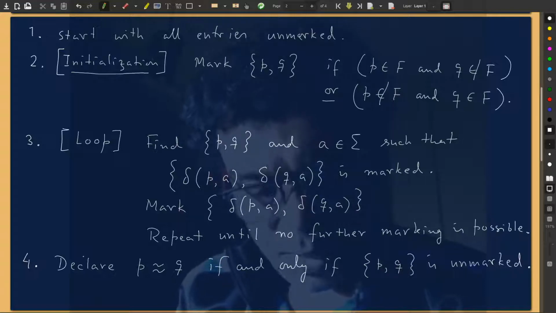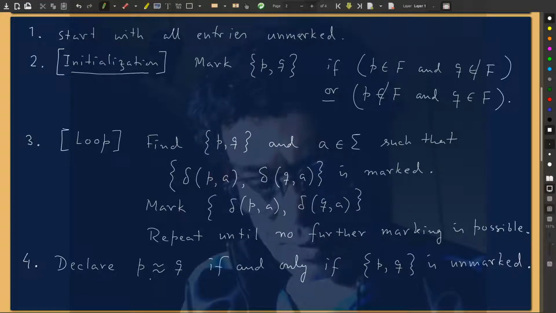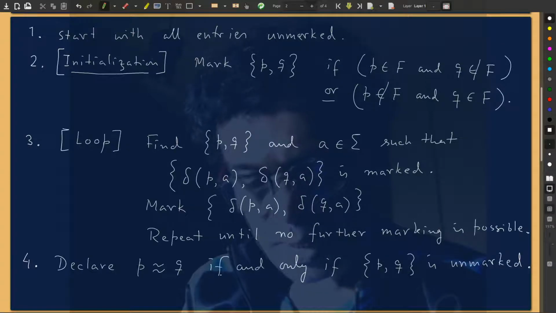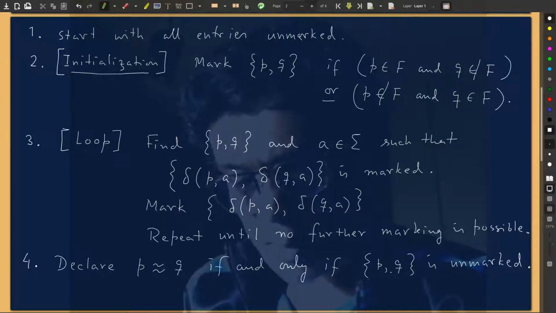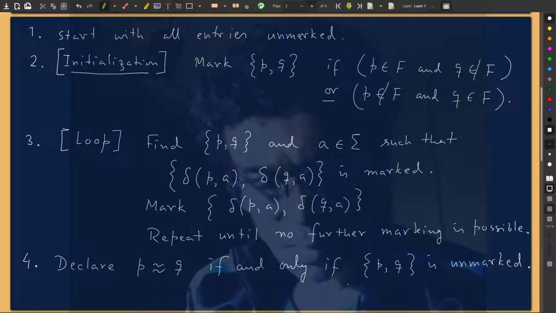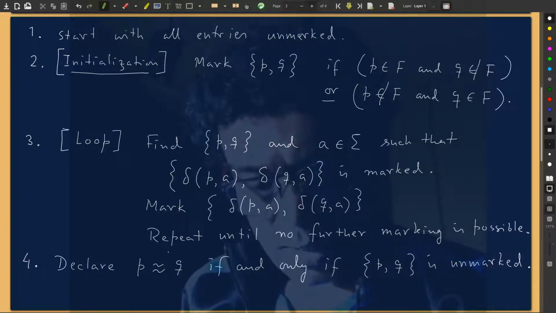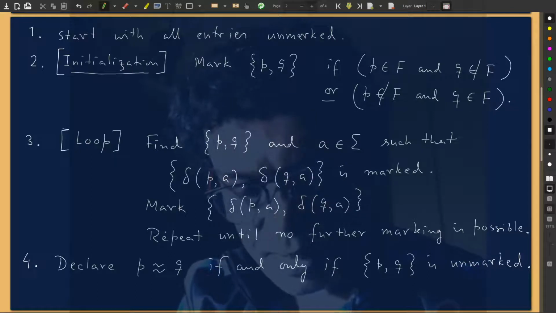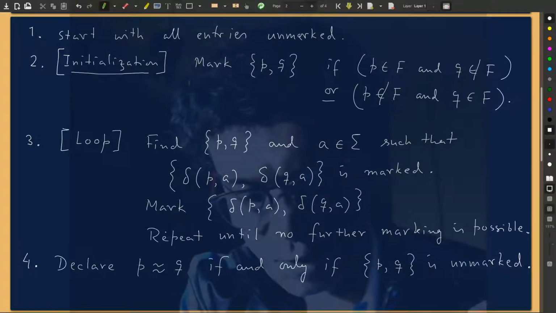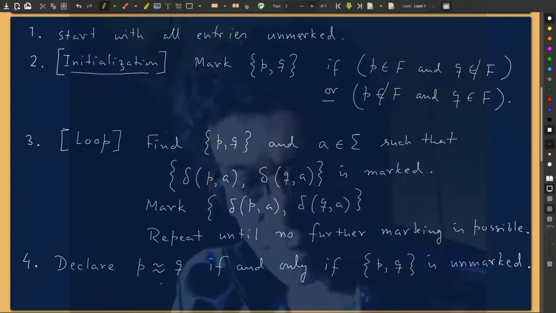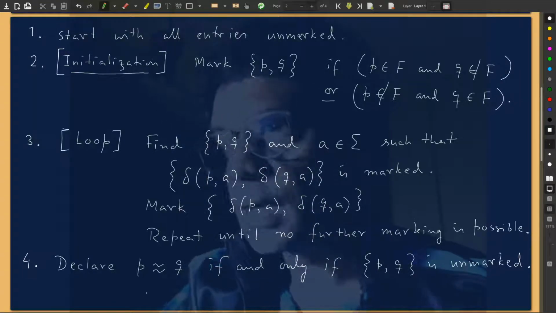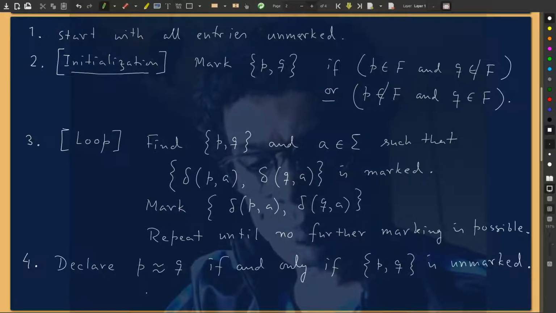And when this loop terminates, you simply declare two states P and Q as equivalent if and only if that unordered pair P comma Q is left unmarked in the table. We'll look at the running time and the fact that this actually computes the equivalence relation correctly a little later. But before doing that, let us look at a few examples of how this algorithm works.